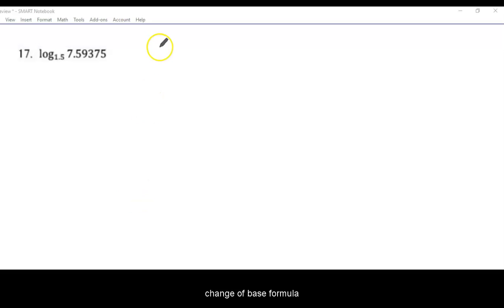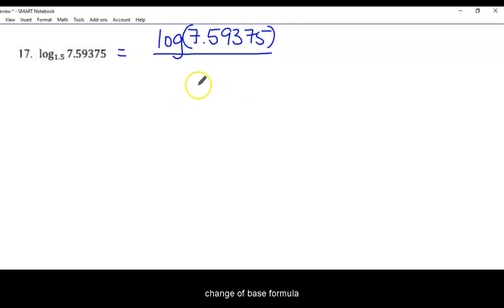So number 17 is asking you to rewrite this using change of base formula. So we're going to write log 7.59375 divided by, make sure when you put that in your calculator you put those parentheses around it, log 1.5. So it's asking us to rewrite it and then evaluate it. Evaluate means find the answer. So when you put this in your calculator, you get 5.